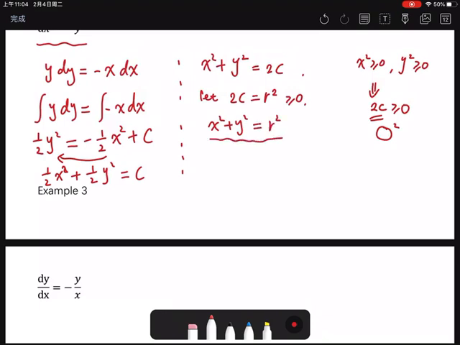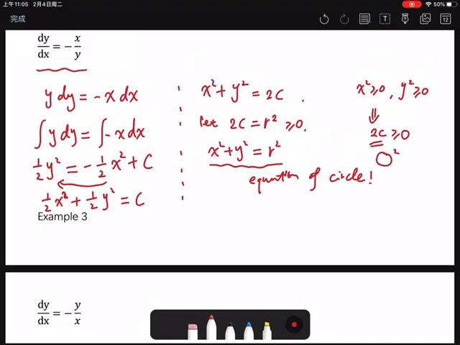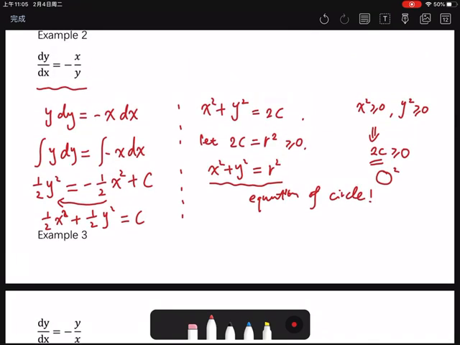Alright, so you can see this one represents an equation of circle, okay? An equation of circle. So it means that the differential equation looks like this. Or maybe the general solution of this differential equation is x squared plus y squared equals r squared.